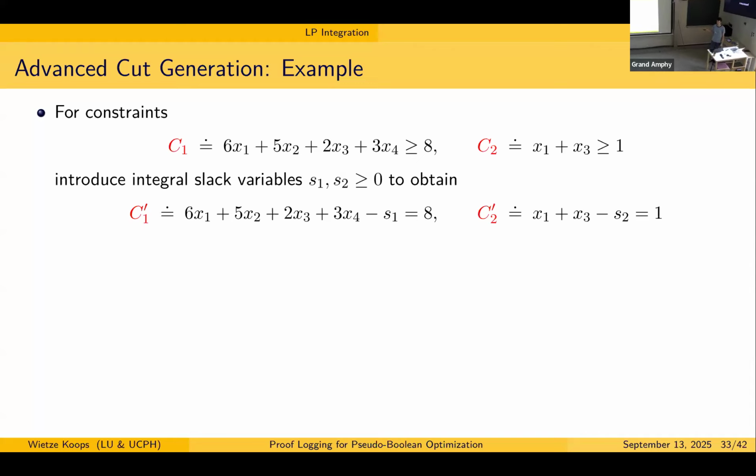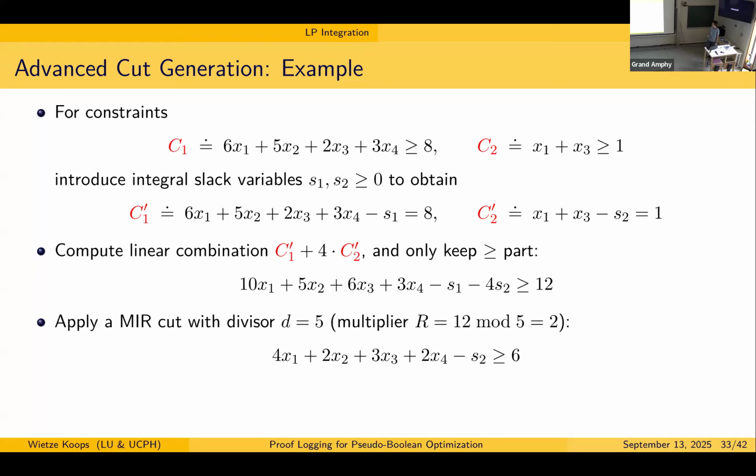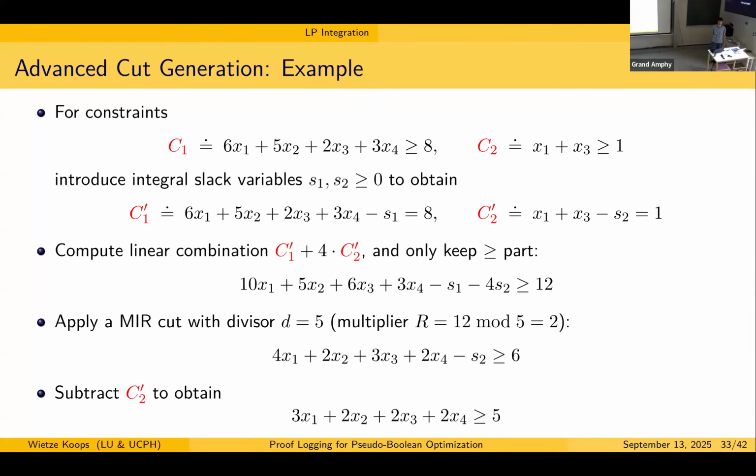And this, of course, is not something we can do in VeriPB because it only has Boolean variables. It doesn't have integer valued variables. We compute some linear combination of these two equalities, and we're only going to keep the greater than or equal to part. Then I'm going to apply a MIR cut. Interestingly, the MIR cut is still sound if you have integer valued variables. So we apply the MIR cut, and now we still have this minus S2, and that allows us to recombine this constraint with C2 prime, which is going to subtract that constraint, because it's an equality, that's allowed. Then I get a constraint again over my original variables. And this is a MIR cut.